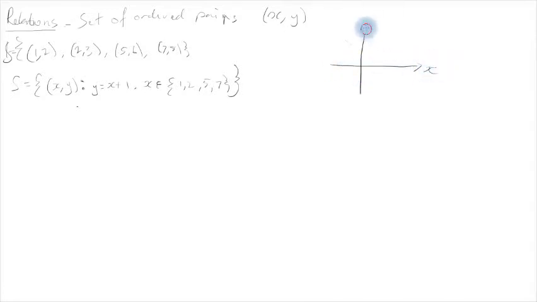So here we go. We can plot this relation with (1, 2), and (2, 3), and (5, 6), and (7, 8). And I should really be labeling all of these: (1, 2), (2, 3). So there we go. We can label them like that.